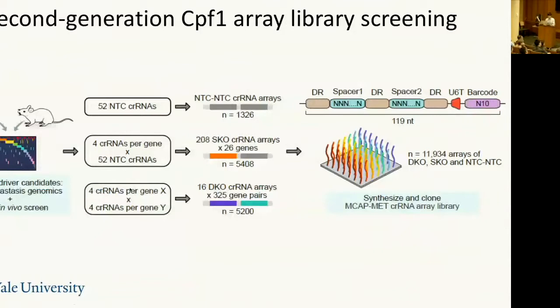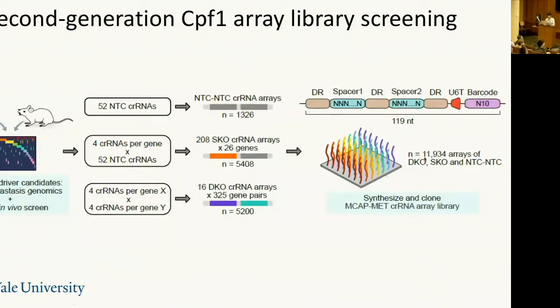And then we designed 4 CRRNAs for each gene, and then our synthesized array would target 16 combinations for 325 gene pairs. That's 5,000 arrays. And for single genes, we have 208 single knockouts for the 26 genes, plus the neutral controls, which target 2 null sites, which means they don't create mutagenesis. So we have the double neutral, single knockout, and double knockout, all in the same array.